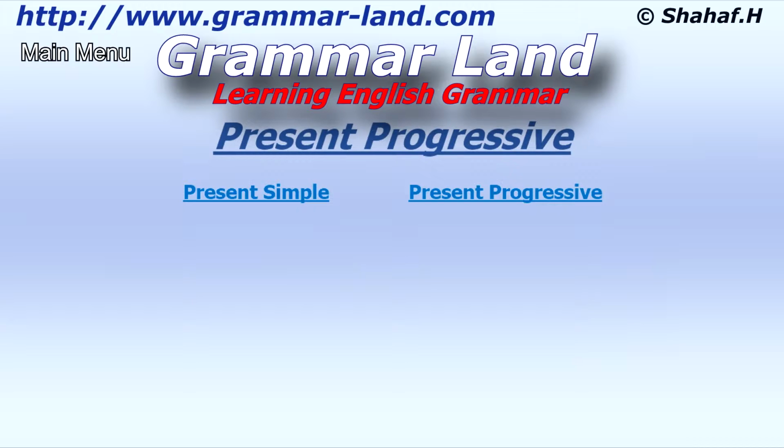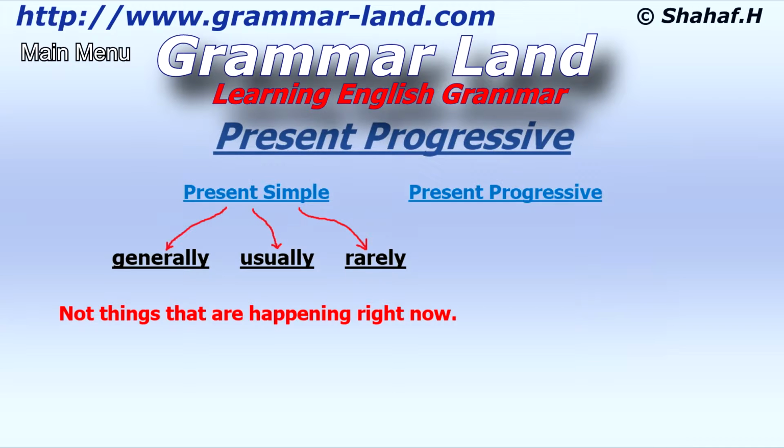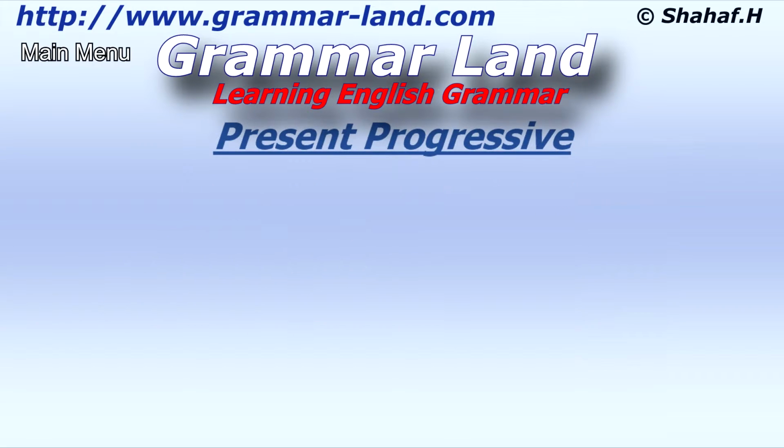As we've learned in the previous chapter, we use the present simple tense to express facts, habits, and regular actions that are generally done, that are usually done, or are rarely done, and not things that are happening right now. We've already learned this in the previous chapter, and you should know it well by now, so let's start with the contents of this chapter, present progressive.